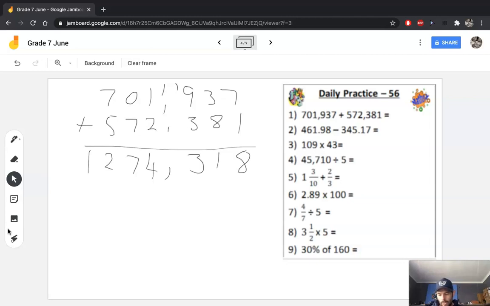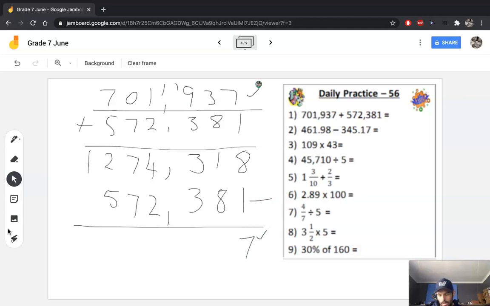So I'm going to subtract 572,381, and hopefully that leaves us with the 701,937 at the top. So 8 minus 1 is 7. They line up. Great. I need to borrow. 11 minus 8 is 3. Okay, those two are the same. Again, I need to borrow. 12 minus 3 is 9, and they are the same.